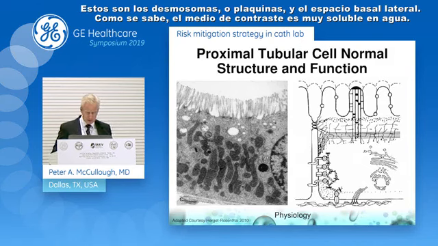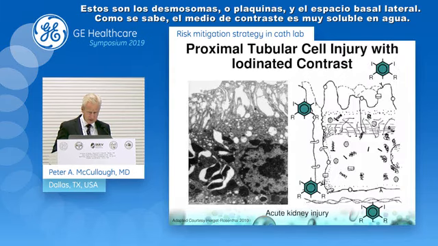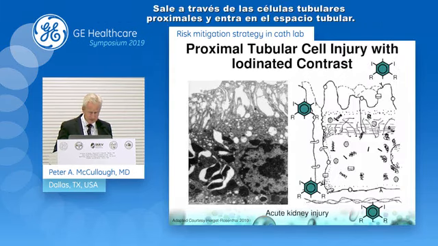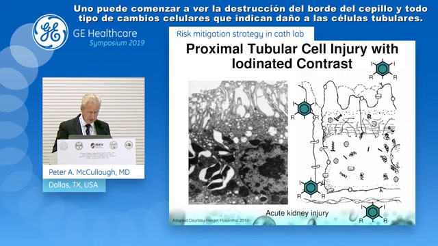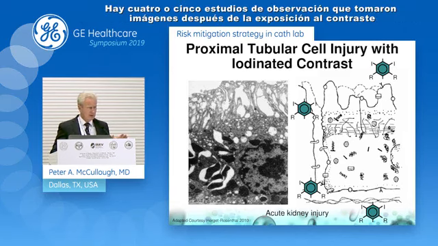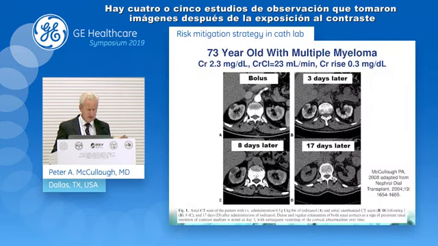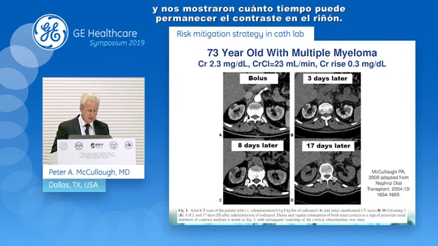And then this is the basolateral space. And the theory is that contrast is very water soluble. It's taken up by proximal tubular cells. It clearly gets into the peritubular space. You can start to see destruction of the brush border and all kinds of cellular changes indicating injury to the tubular cells. And there have been 4 or 5 observational studies that by chance have gotten imaging after contrast exposure, and has shown us how long contrast can stay in the kidney.